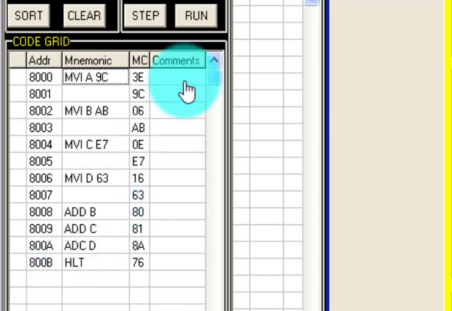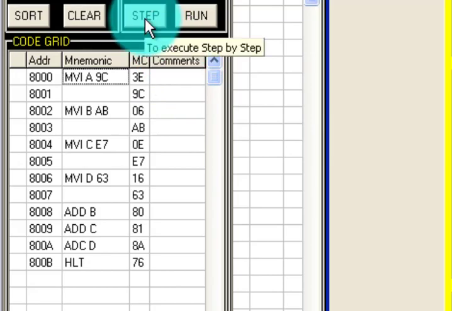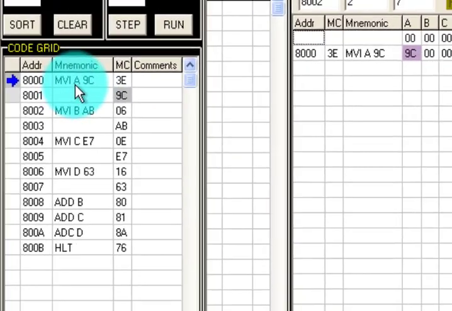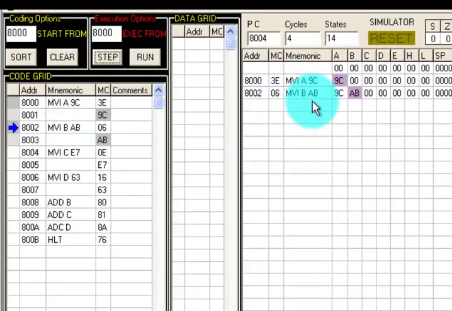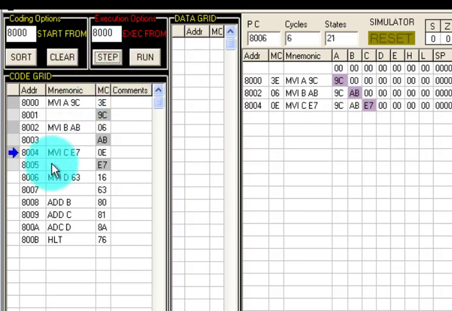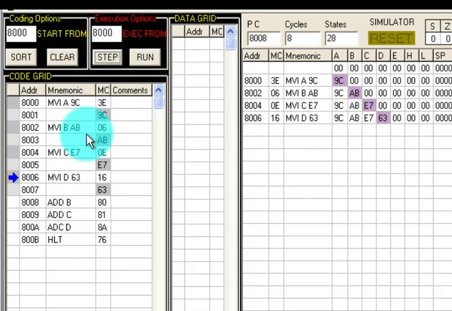Now let us execute this. With the first step, MVI A 9C gets stored in register A. With the next step, MVI B AB gets stored in register B. With the next step, MVI C E7, so E7 gets stored in register C. With MVI D 63, it gets stored in register D.